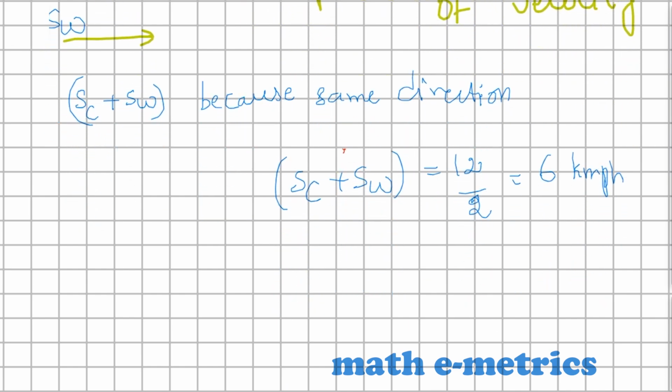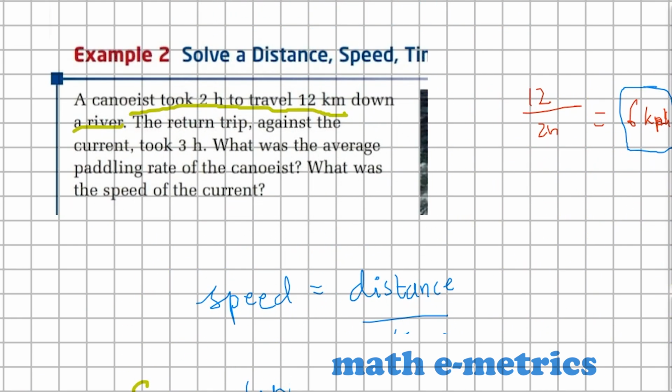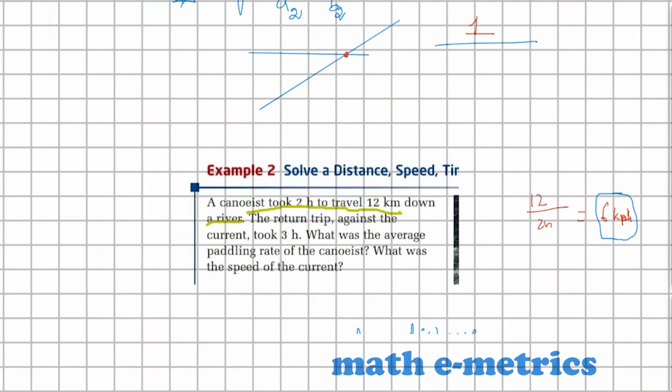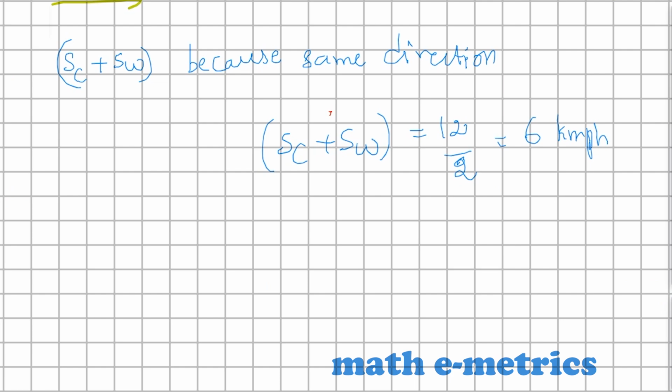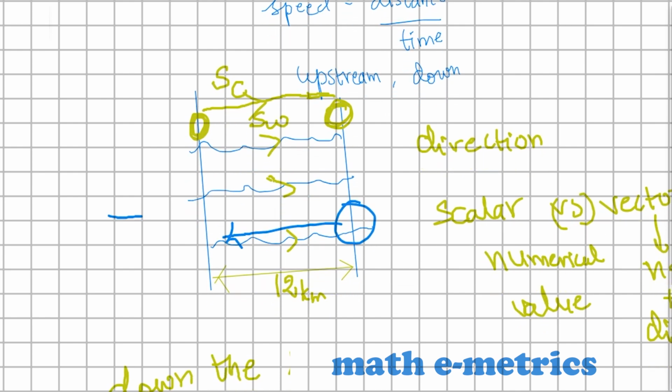But okay, this is when he was traveling down the river. What is the next point? It says that when he was traveling against the water, the return trip, it took him 3 hours. Return trip means what? He went from left to right. Now he is coming from right to left.